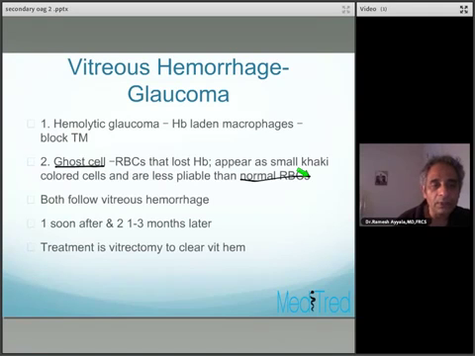Both hemolytic glaucoma and ghost cell glaucoma, like I mentioned, follow vitreous hemorrhage. Hemolytic glaucoma occurs soon after the hemorrhage happens, whereas ghost cell glaucoma happens 1 to 3 months later. The treatment in both these situations is a vitrectomy to clear up the vitreous hemorrhage.